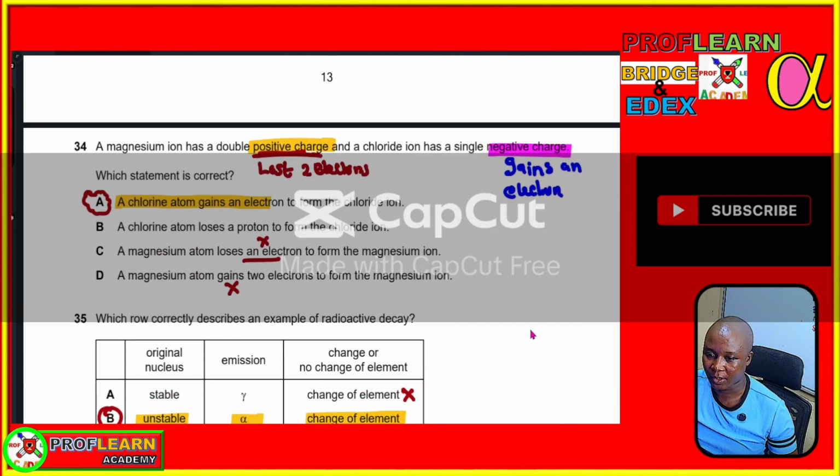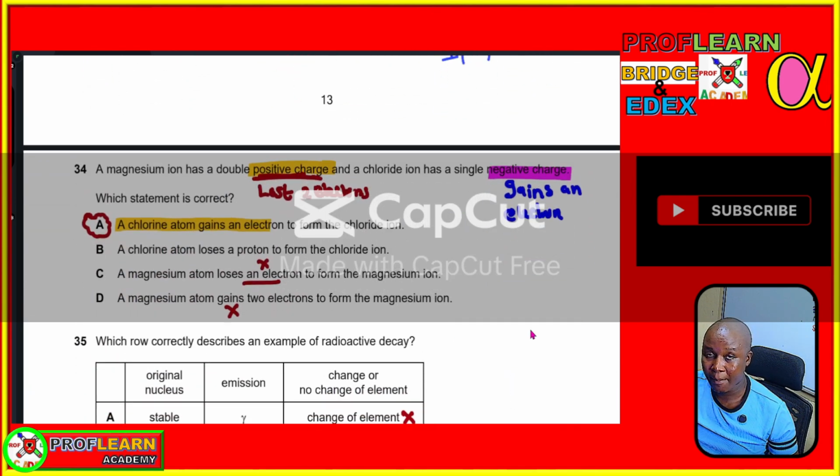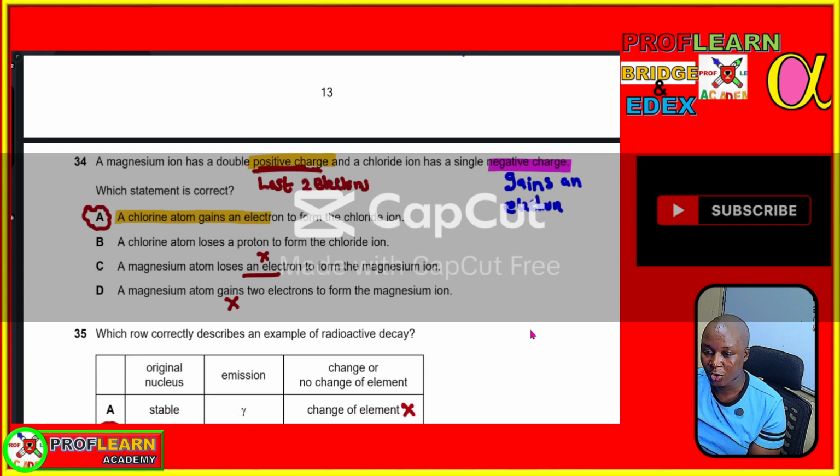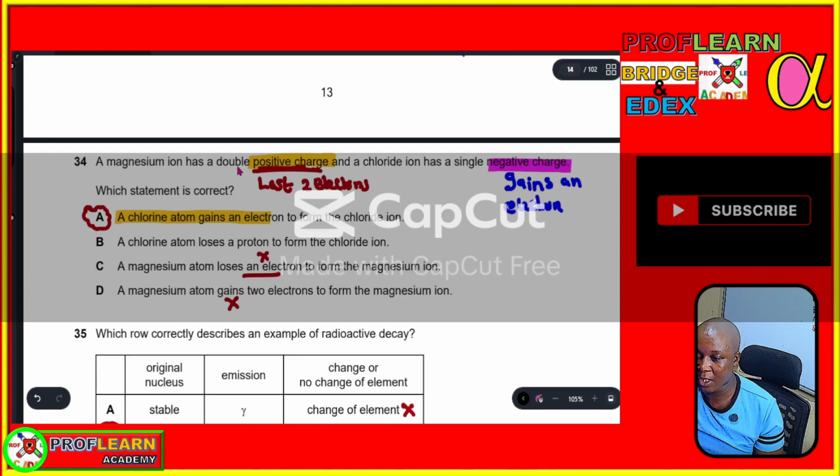you are able to answer that. A material becomes positively charged when it loses electrons, and it becomes negatively charged when it gains electrons. So we are told that the magnesium ion has a double positive charge, meaning it has lost 2 electrons, and the chloride ion has a single negative charge, so it has gained an electron.